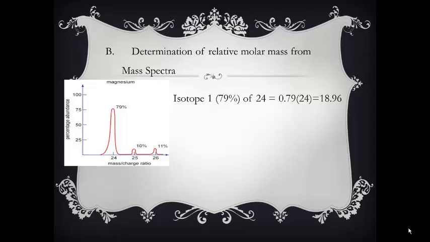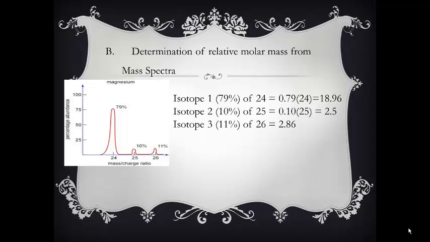So 79% is isotope 1, and it has a mass of 24. That means you take 79% of 24. You just have to make sure you convert that to a decimal, move it over 2 spots, or divide by 100, and you get 18.96. Isotope 2, 10% of 25, that's 2.5. Isotope 3 is 11% of 26, so 2.86. Add all 3 together, you get 24.32. For sig figs, you can only go to the tenths, because the 2.5 is the least precise, so you get 24.3 grams per mole.